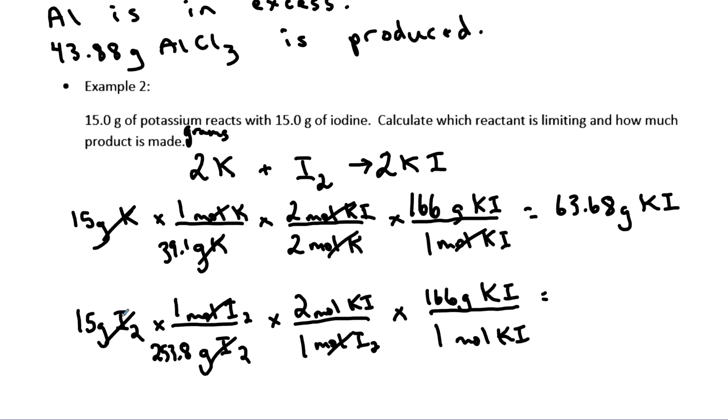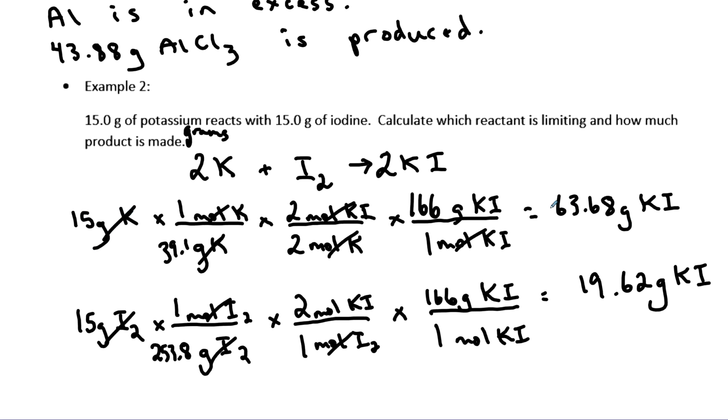All right, so 15 divided by 253.8 times 2 times 166 equals 19.62 grams. So this time, the amounts are actually significantly different. If all of this iodine reacts, it produces way less product than the potassium. So that's probably an indication that we added way too much potassium and there's going to be quite a bit left over at the end.